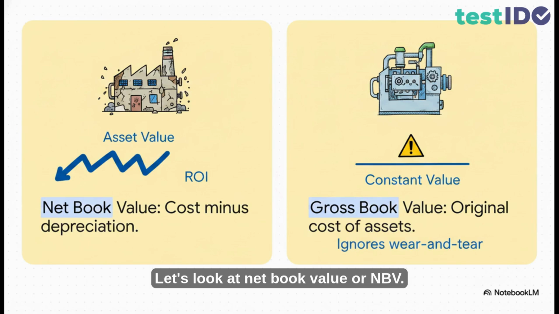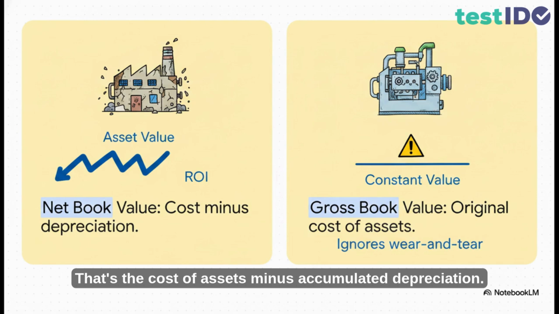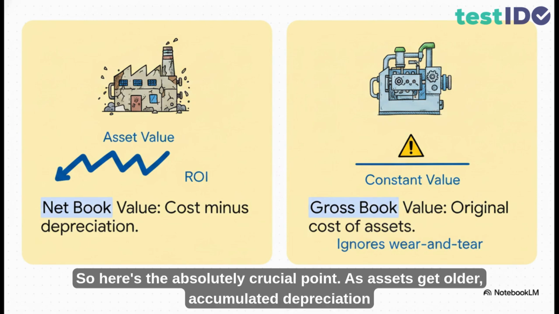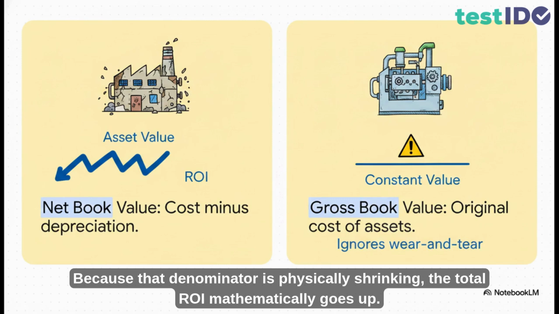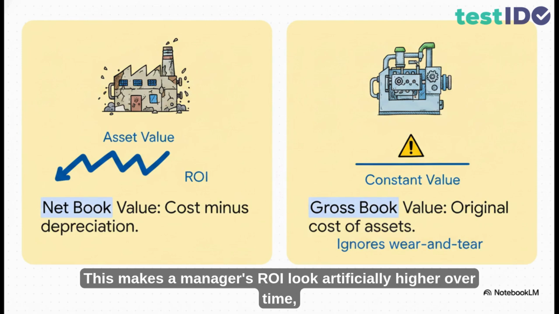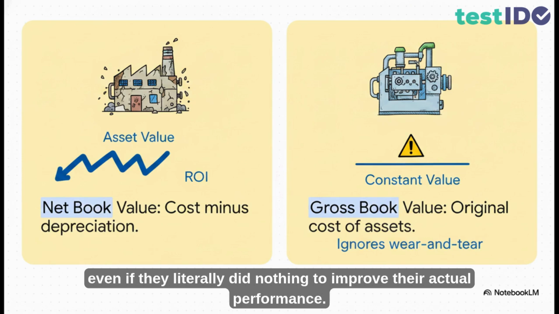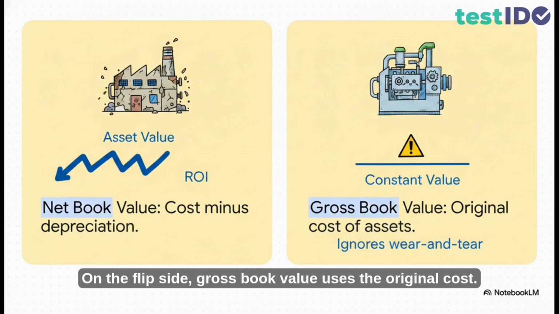Let's look at net book value, or NBV. That's the cost of assets minus accumulated depreciation. So here's the absolutely crucial point. As assets get older, accumulated depreciation grows and the net book value goes down. Because that denominator is physically shrinking, the total ROI mathematically goes up. This makes a manager's ROI look artificially higher over time, even if they literally did nothing to improve their actual performance. Wild, right? On the flip side, gross book value uses the original cost.